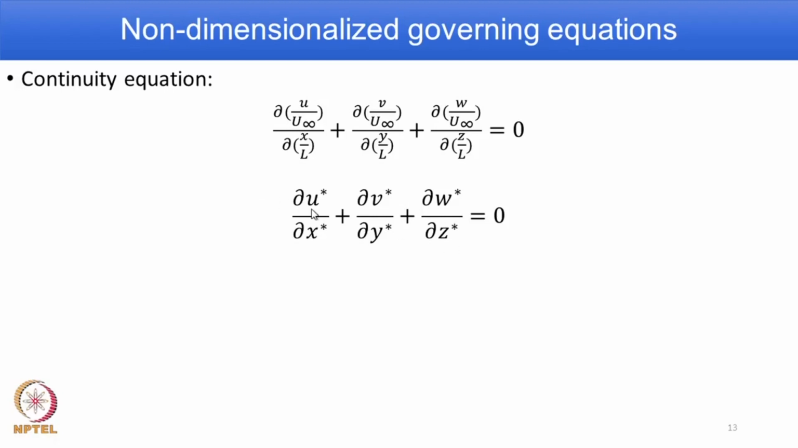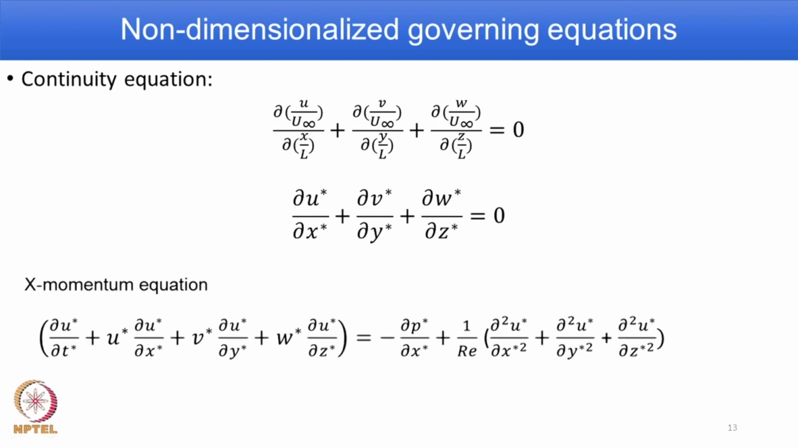You can immediately observe none of the quantities have units. Take any of these terms, for example the first term: u star is already non-dimensionalized, there is no unit, and x star is non-dimensionalized, there is no unit. Similarly, the other two terms. So, no term has any unit, and this entire equation has no unit.